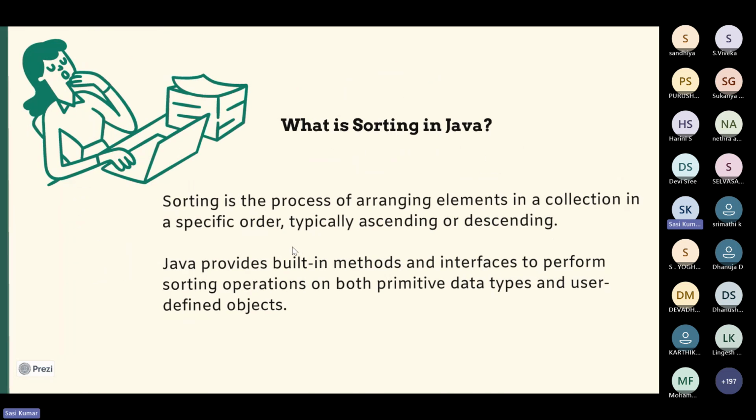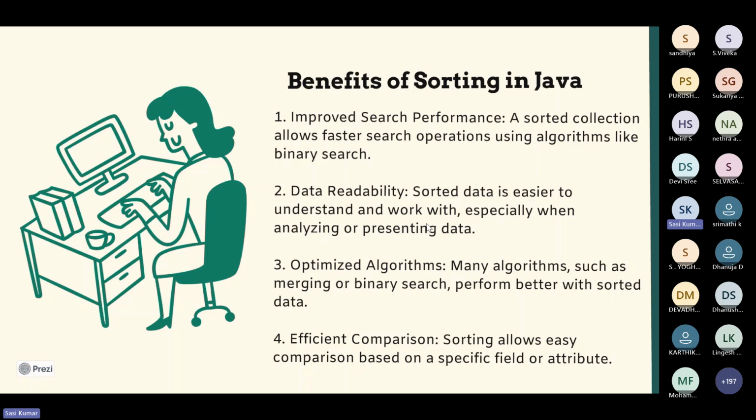And what are the benefits we are getting? If you go through this, in a sorted array we can perform the search very fast, right? And the readability also is very good when we go for sorting. And as we discussed, we can use optimized algorithms. You want to perform some binary search, some merge something, right? Then in a sorted array, it is very easy and it is optimized.